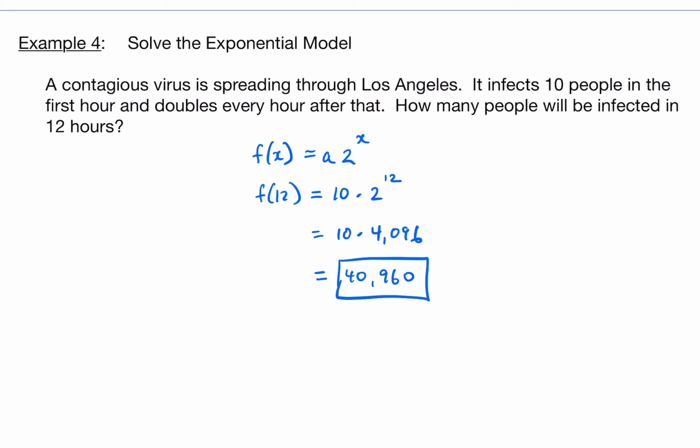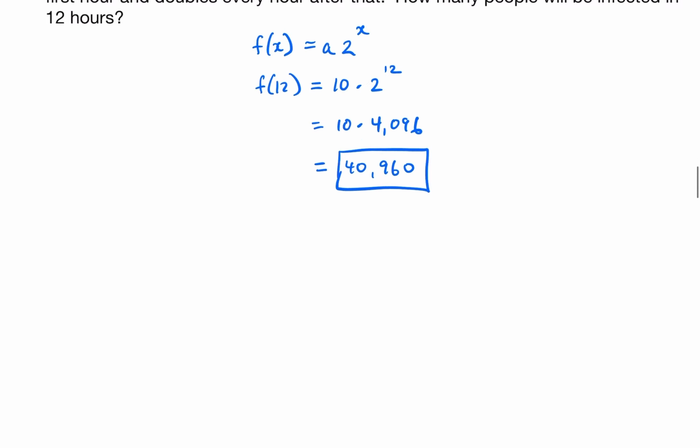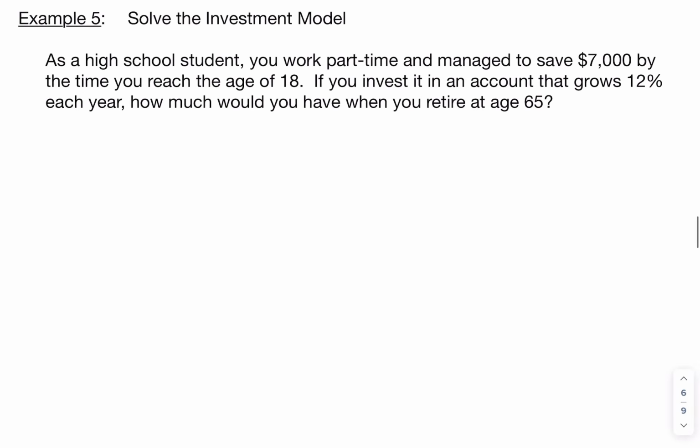In this case, it's 12. And then we have to remember the initial amount of 10 in the first hour. Okay? All right, so let's go ahead and move on to another example where we're also using an exponential model, but in this case, this is an investment model.